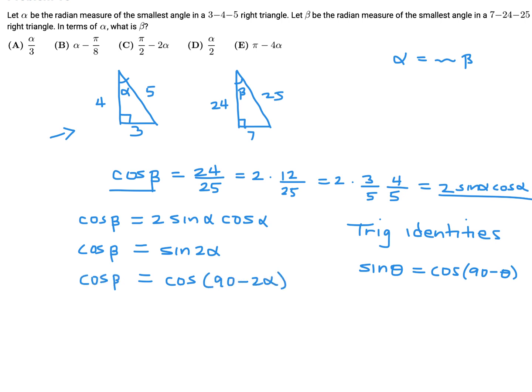Cos of beta is equal to the cos of 90 minus 2 alpha, so that basically means that beta is equal to 90 minus 2 alpha. And let's see the answer choices. They're using radians. Okay, no problem. That 90 is really pi over 2 in radians. So there we go, pi over 2 minus 2 alpha. So beta is equal to pi over 2 minus 2 alpha, and therefore the answer is C.